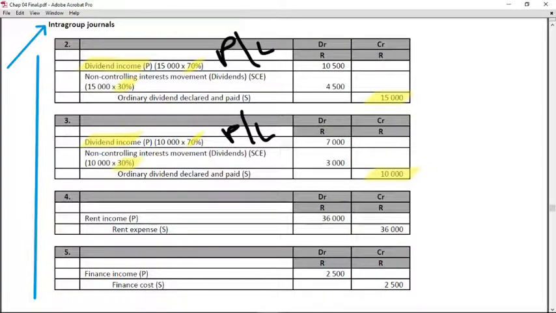Journal 4 eliminates the rental income and rental expense. We've already calculated the amount of 36,000 Rand. We debit the income, we credit the expense. It's an adjusting journal entry. We eliminate these amounts, and you'll again see the effect in the profit and loss line items. Journal 5 eliminates finance income and finance cost. We've already calculated the 2,500 Rand. We debit the income, we credit the expense. You'll see the effect in the profit and loss line items, and it's again an adjusting journal entry that eliminates these amounts.